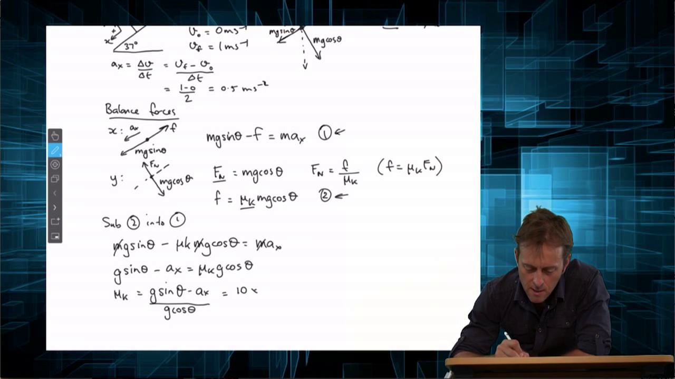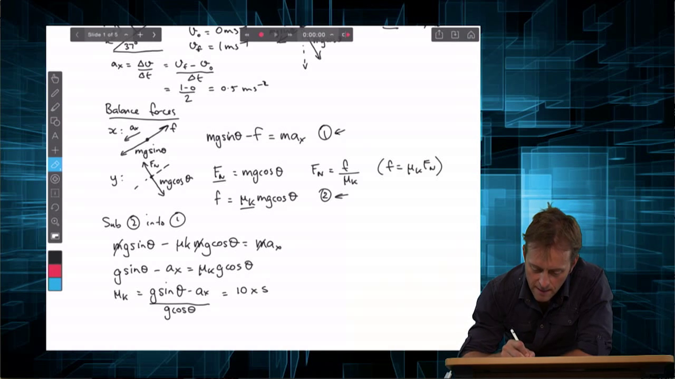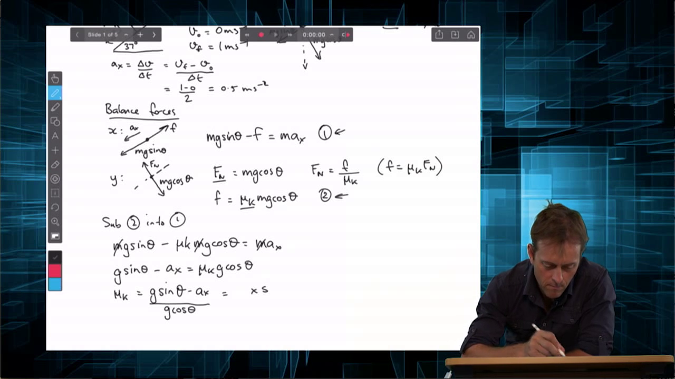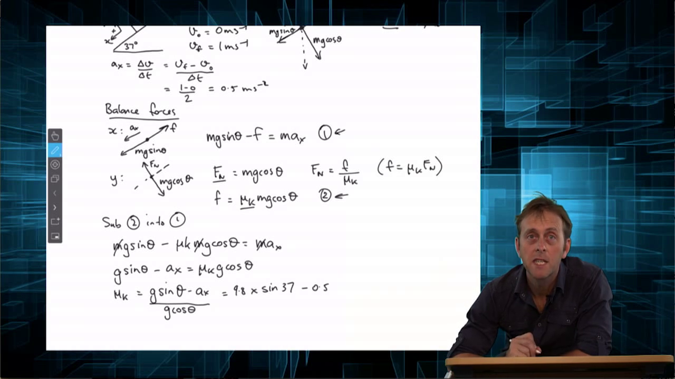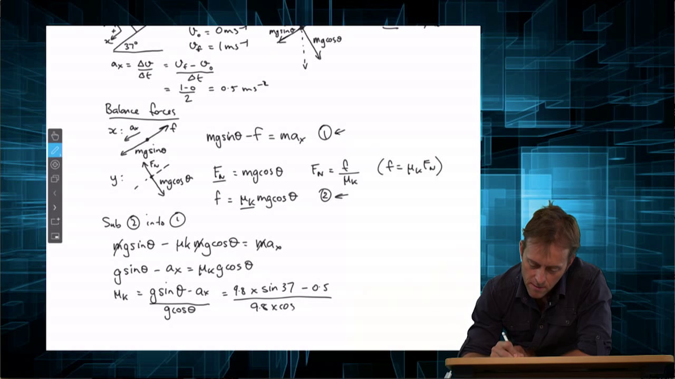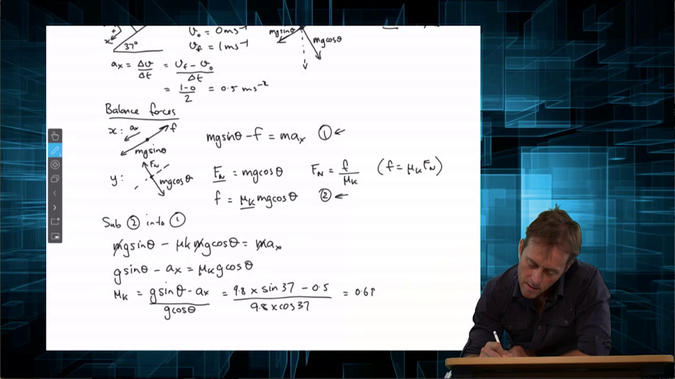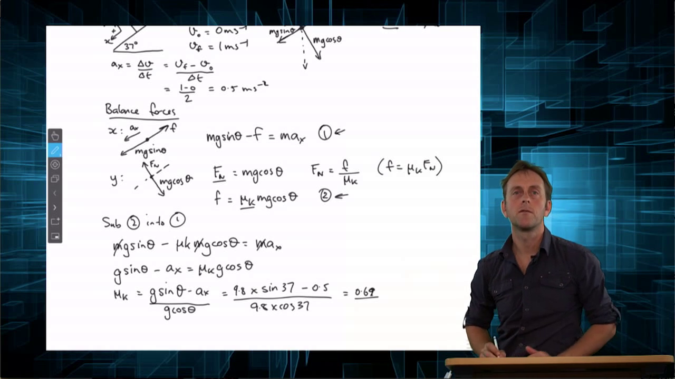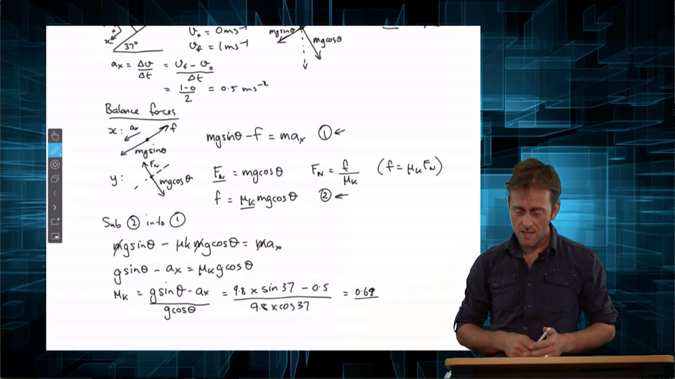We have 10 times, oh sorry, we won't say 10, we'll say 9.8 times sine of 37 minus acceleration, which we worked out earlier, right back at the start, divide by 9.8 times cos 37. And the answer I get for that is 0.69. So that's quite a large coefficient of friction. It's less than 1, so it's a coefficient. If you've got an answer greater than 1, that doesn't make much sense.